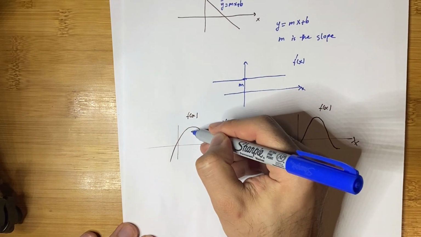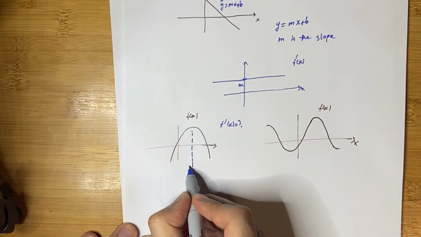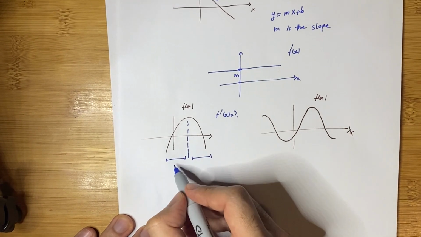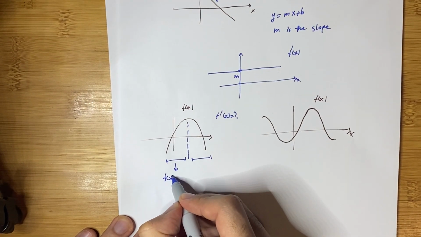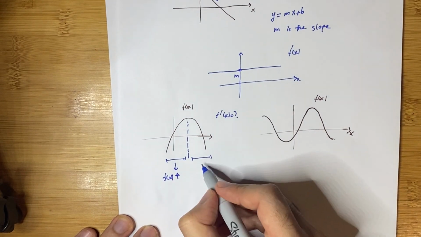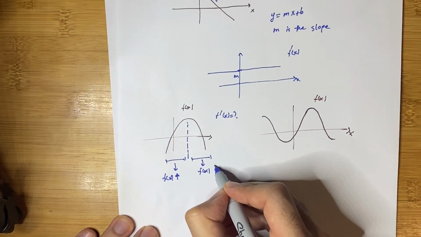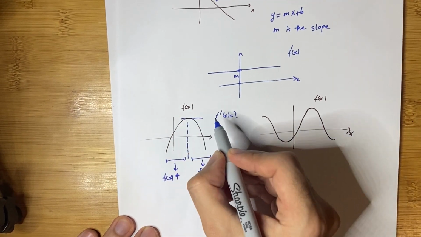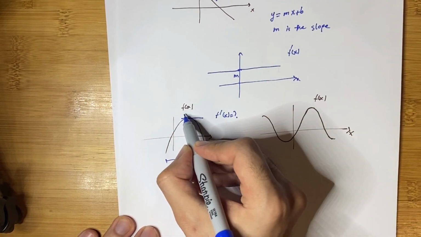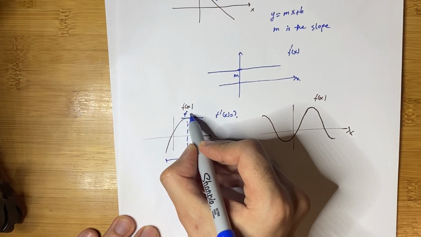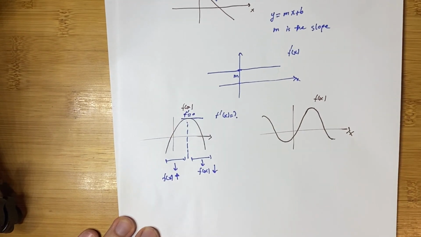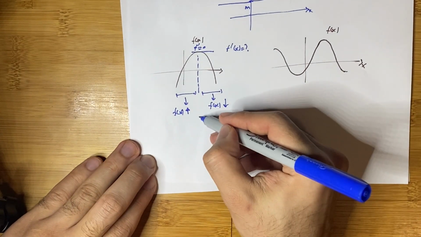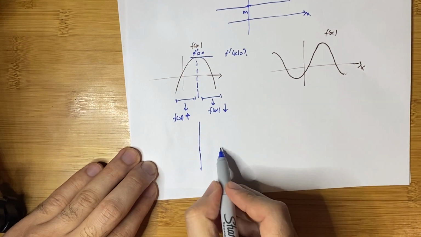Here we have two segments. Here the f of x values are increasing and here the f of x values are decreasing. We also notice that here the slope is 0, which is the same as saying the derivative here is 0. So what does that translate to? Let's draw this graph.